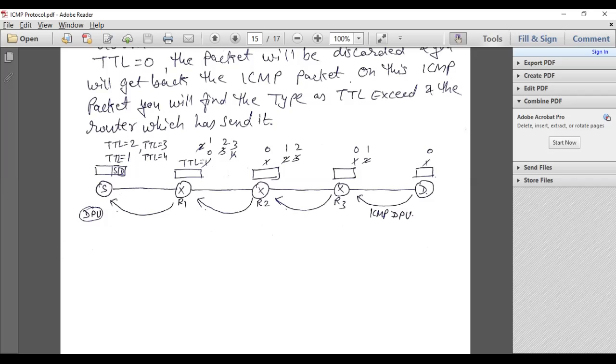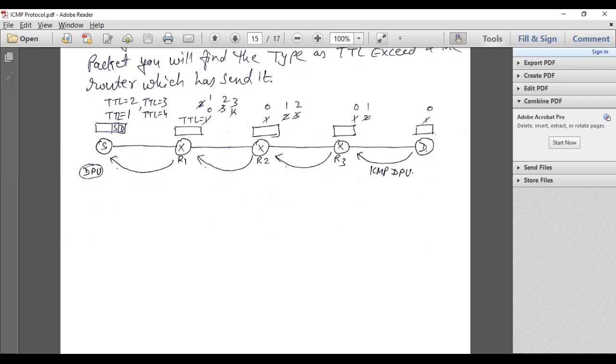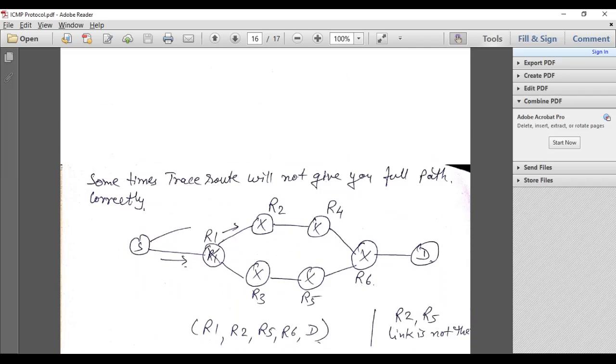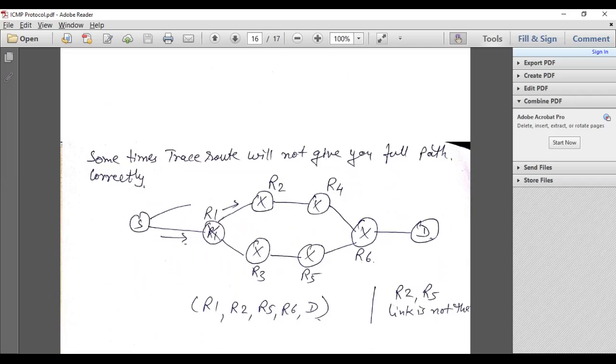It is not always guaranteed that you will get R1, R2, R3, R4. You may get R1, R2, timeout, then R1 timeout, then R2, and so on. In this way, various things can happen, and sometimes Traceroute will not even give you the full path correctly. Understand? So Traceroute does not assure you that there will be a complete path available to you. So let's say the source is sending the packet to the destination.